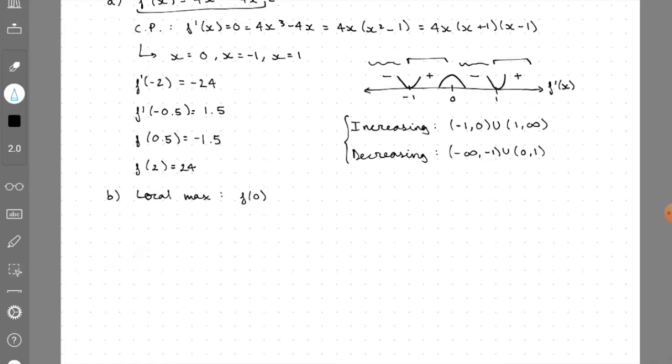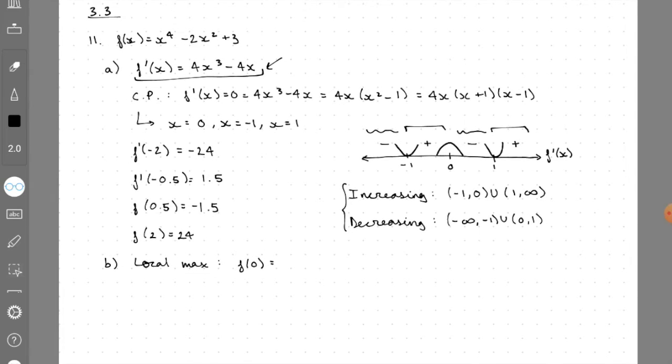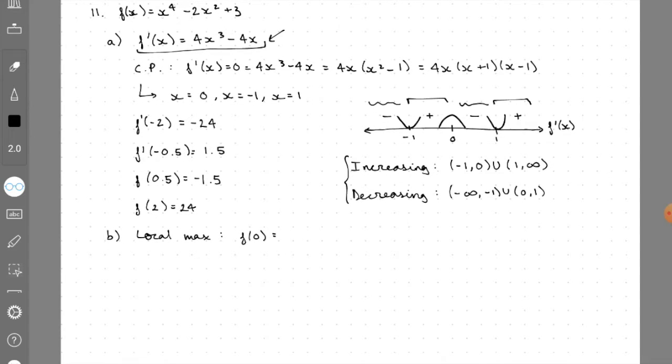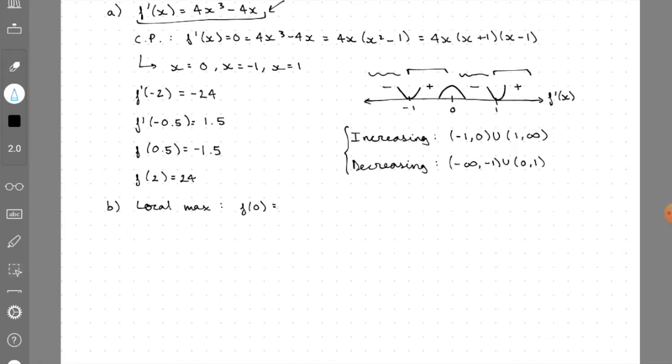We can actually calculate this, right? If we plug in 0 into our original equation, which is x to the 4 minus 2x squared plus 3, we see that we get 3, and that's going to be our local max.